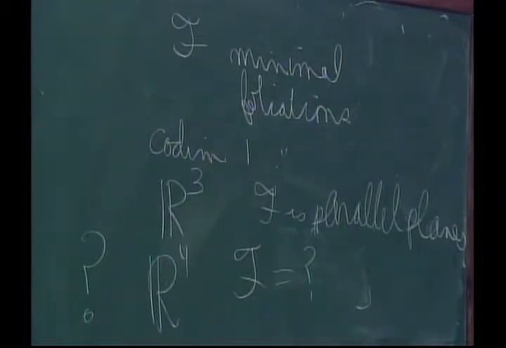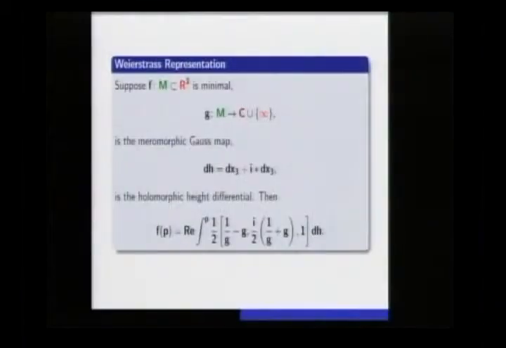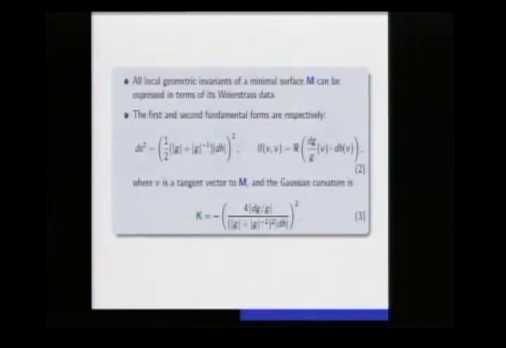Okay, so remember we have the Weierstrass representation. I'm just putting this up again because it's maybe been a while since people saw that. If you know the meromorphic Gauss map, you have this form dh. You create a holomorphic form, you integrate, and you create minimal surfaces. Okay. Well, from that, we have this.